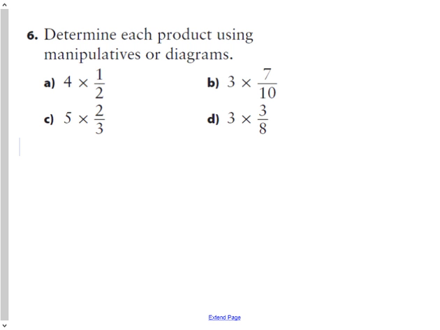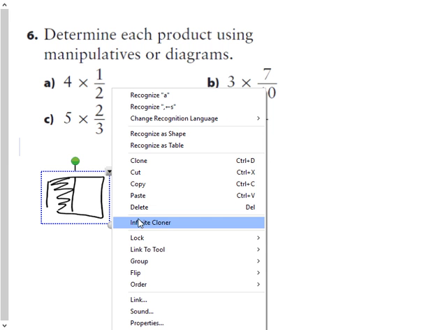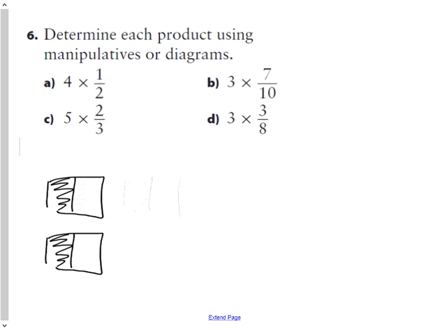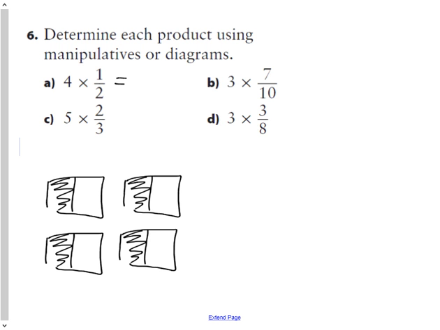Question 6 asks us to draw diagrams or diminutives to solve, so we'll go with A. 4 groups of a half. I'm much luckier than you are because I can actually draw a half and then press the infinite cloner button. And then just go 2 halves, 3 halves, 4 halves. So if I said 4 times a half is how many halves? 4 halves. How do I write 4 halves? 4 over 2. So this is 4 over 2, but we all know that that equals 2.